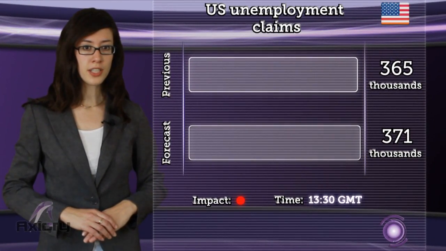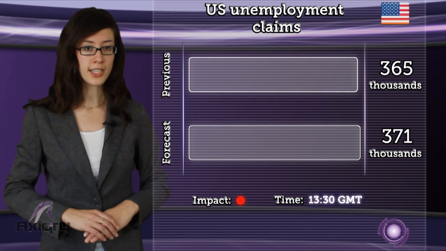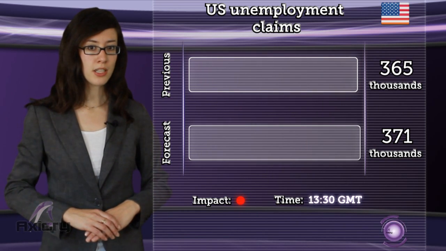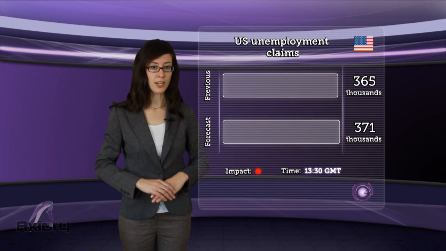Last news for today will concern weekly numbers about unemployment claims in the U.S. at 1:30 p.m. GMT. In the previous week, jobless claims were at 365,000, and now is expected a rise of 371,000. In addition, a high impact on the dollar can be awaited.